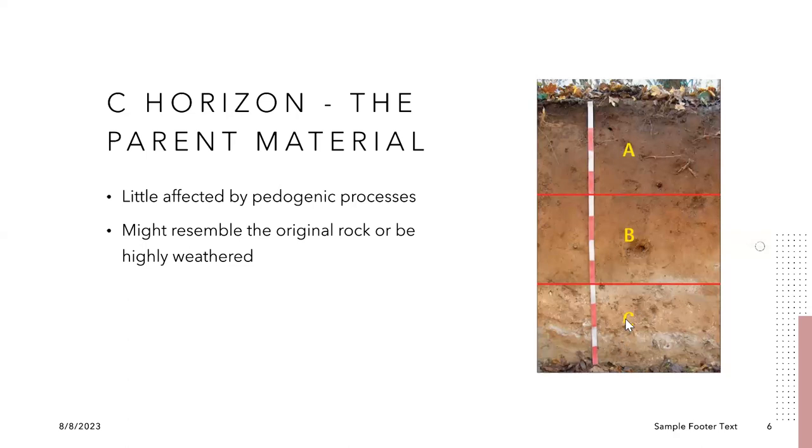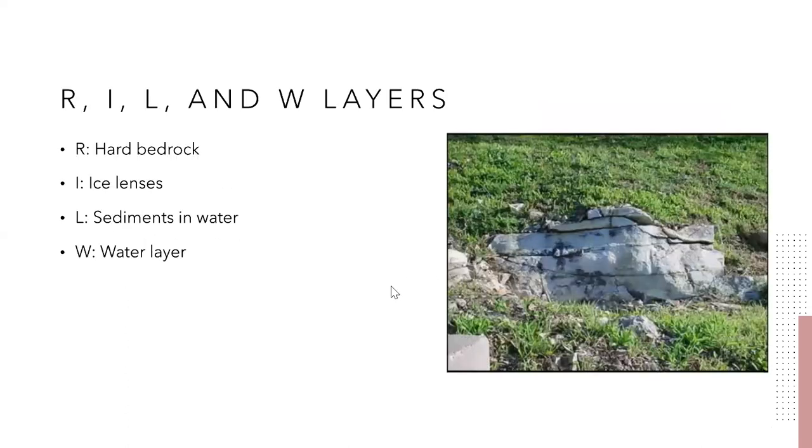While we are checking the C horizon, which resembles the original rock, or rocks that are heavily weathered, so decayed basically, the C horizon retains characteristics that are more of the original rock or sediment from which the soil has formed, offering a glimpse into the soil's geological history and the material that initially gave rise to the soil profile. So again, the C horizon can also be considered as a historical point of view for the top layers. Then we have R, I, L, and W layers.